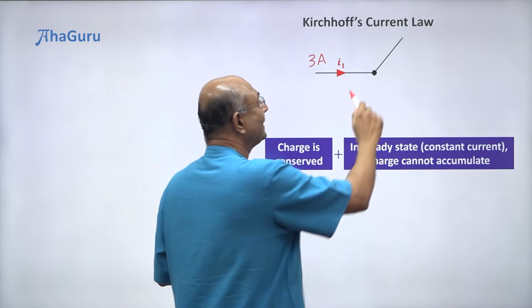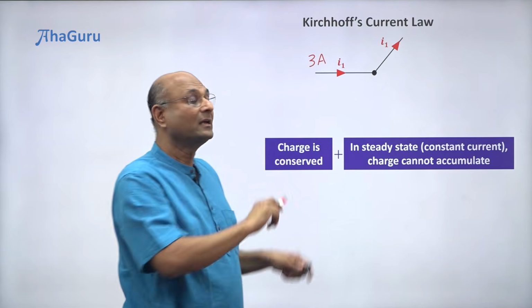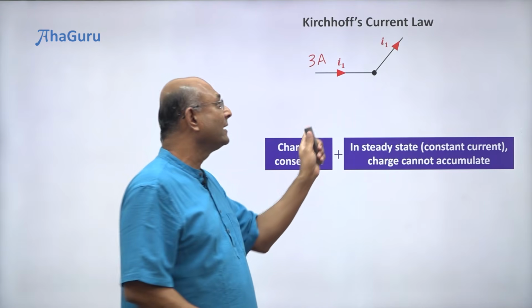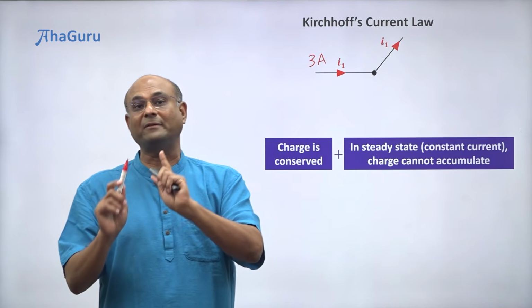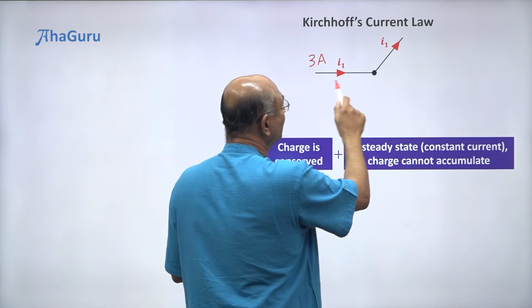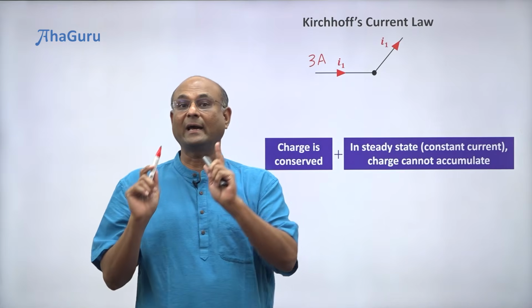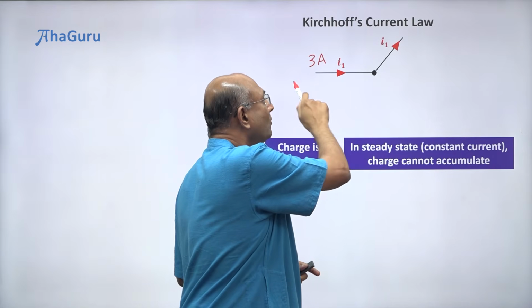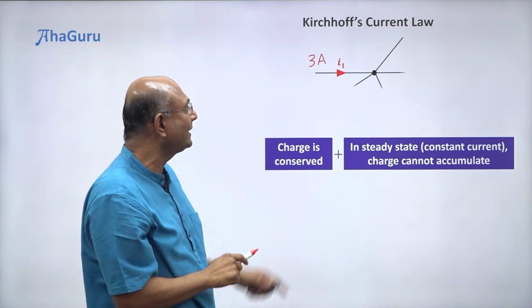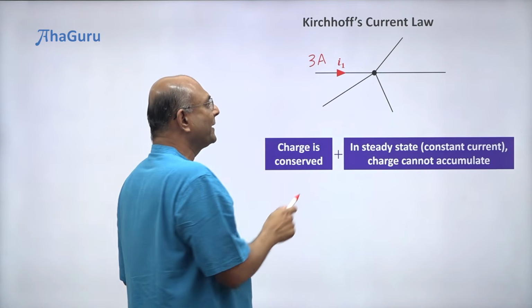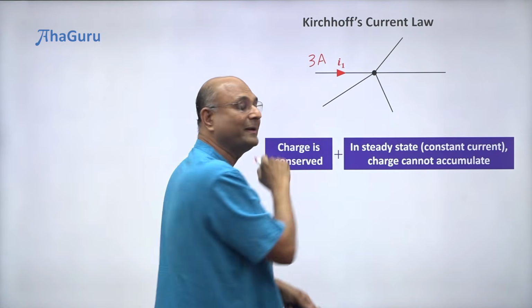So then what should happen? It has to get out. So that means 3 coulombs comes in every second, 3 coulombs must go out every second. So whatever current comes in must go out. That brings us to Kirchhoff's current law. So here we see only 2 wires meeting at that point. Let us now look at a slightly more complicated junction with many wires meeting at that point.